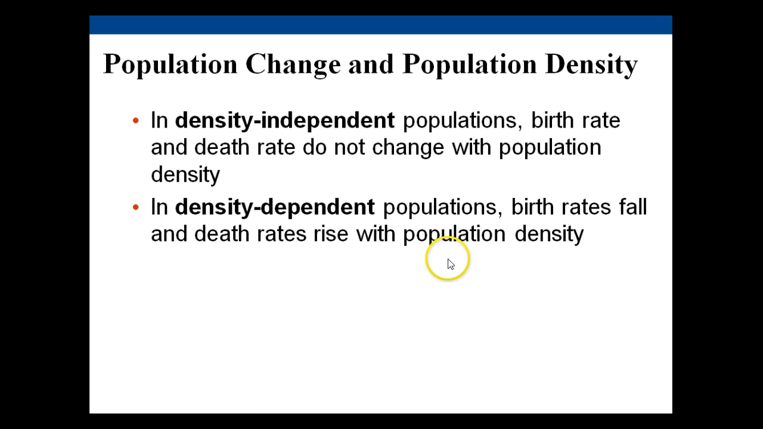So density independent is birth rates and death rates do not change with population. So the population density might change, but yet your rates aren't going to change. I know this sounds weird, but if you have 15 individuals, do you still have the same rate as you do when you have 50. And density dependent is when your birth rates fall and your death rates rise with population density.